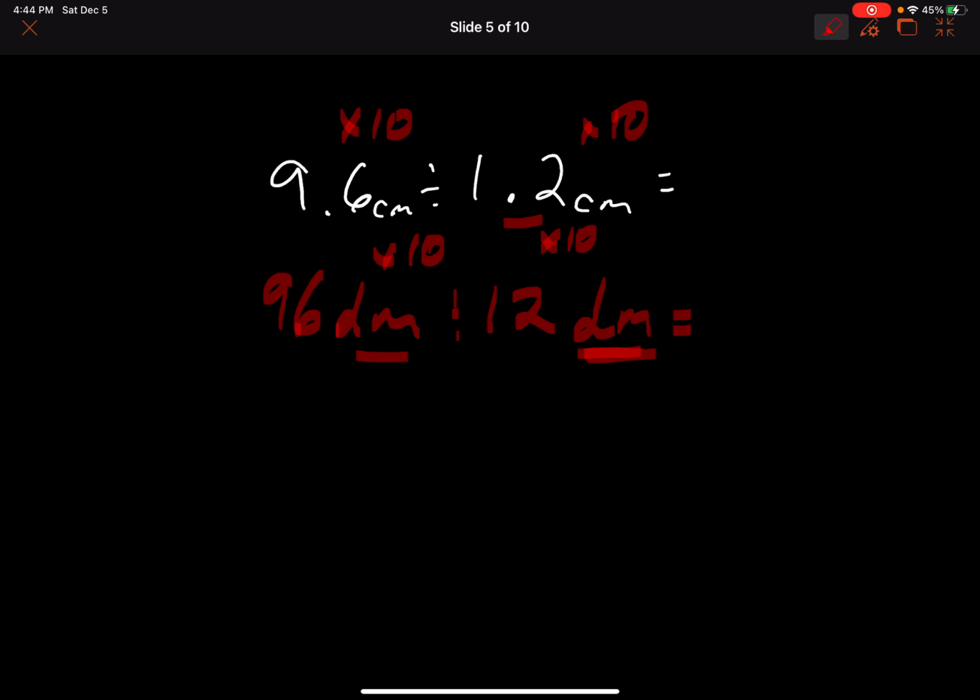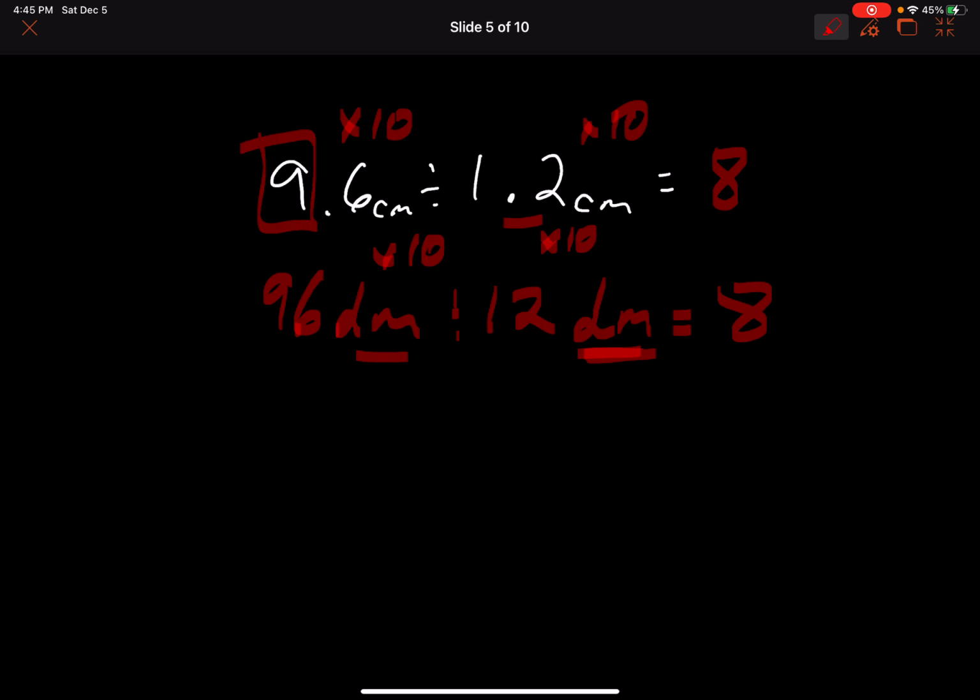Okay, so if I was going to do this problem, 96 divided by 12 is 8. And now if I did 9 and 6/10 divided by 1 and 2/10, it also is going to equal 8. And if you check on your calculator, that does work.